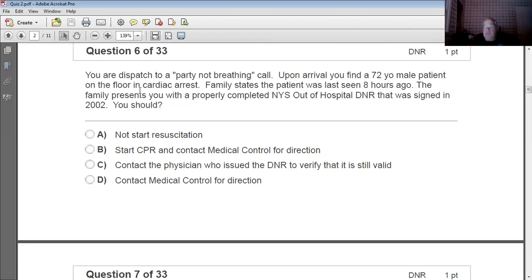Okay, question 6, you're dispatched to a party not breathing. Upon arrival, you find a 72-year-old male on the floor in cardiac arrest. Family states the patient was last seen 8 hours ago. The family presents you with a properly completed New York State out-of-hospital DNR that was signed in 2002.